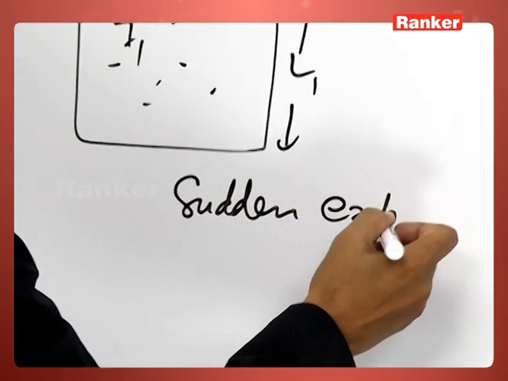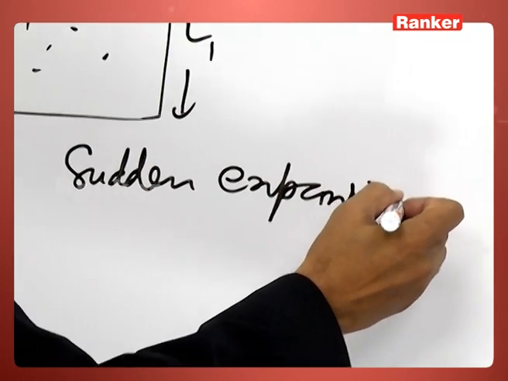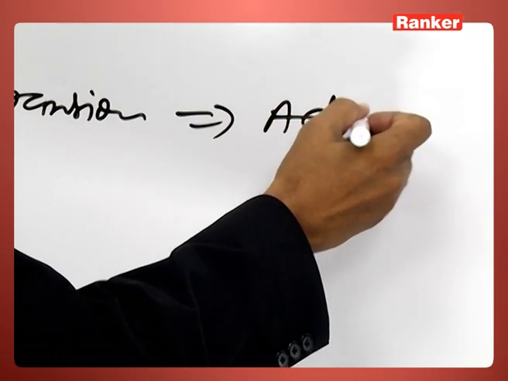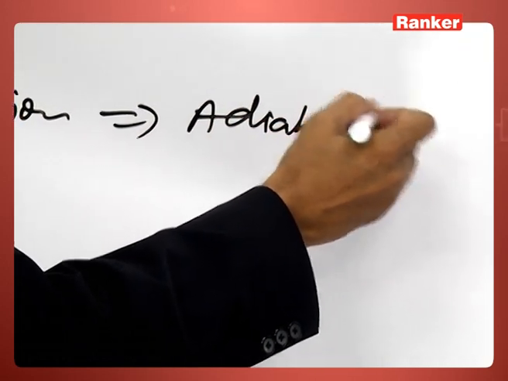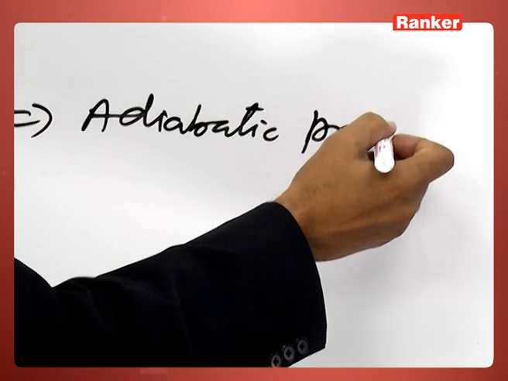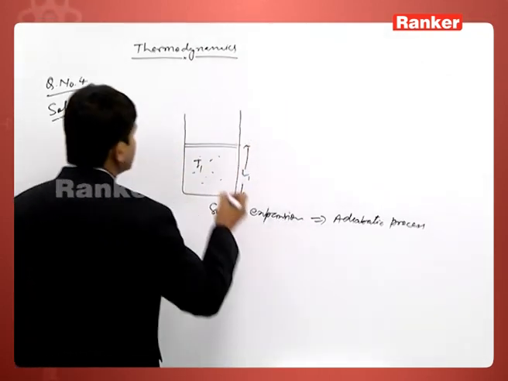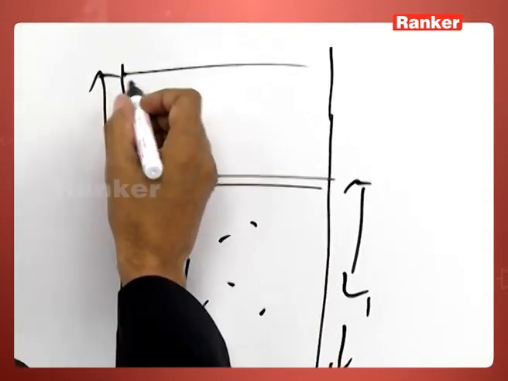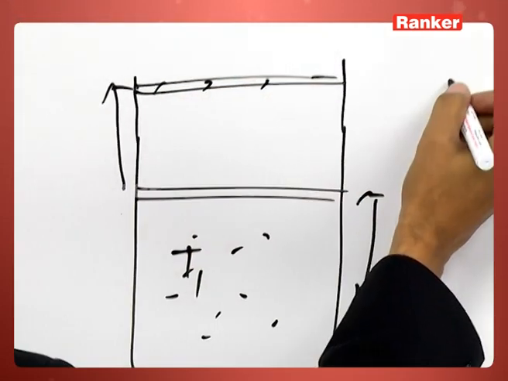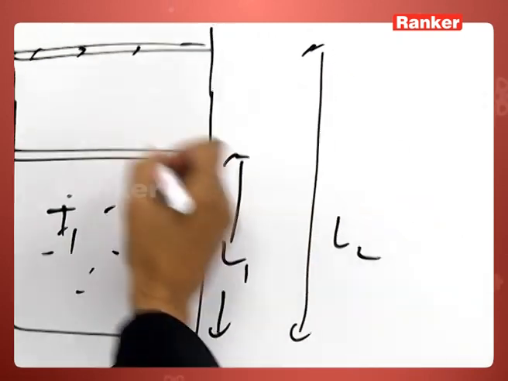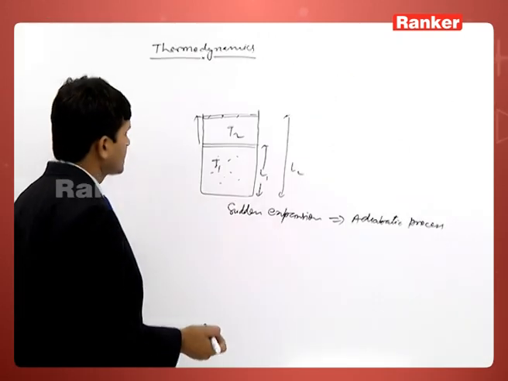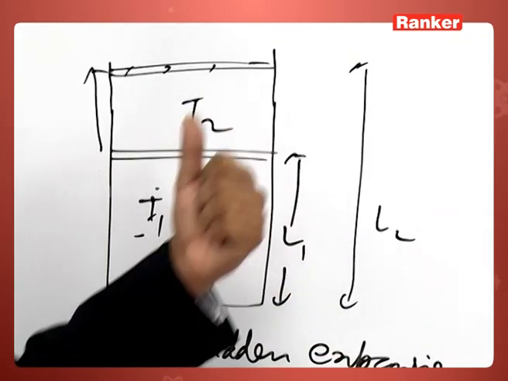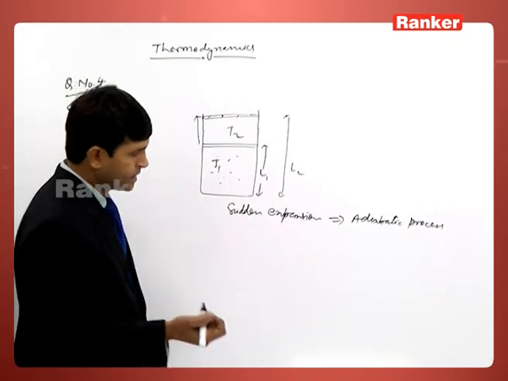Whenever sudden expansion is there, sudden expansion indicates an adiabatic process. So in sudden expansion here, the piston goes up to here. The piston goes here, then the length becomes L2 and the temperature T2. So we can find the relation between the volume and temperature in the adiabatic process.